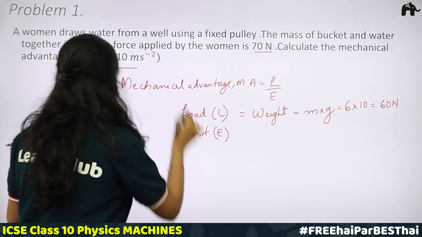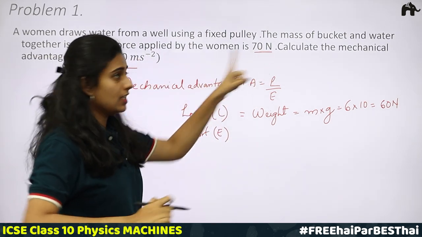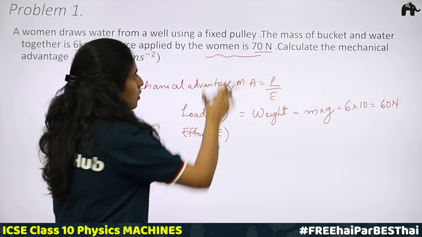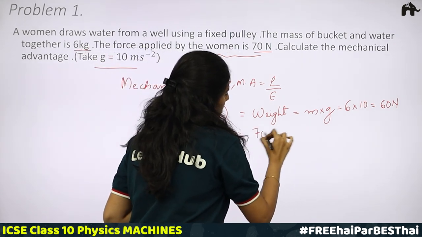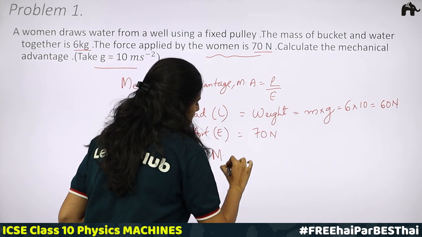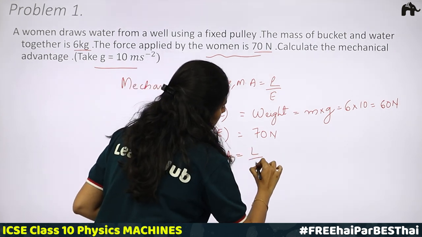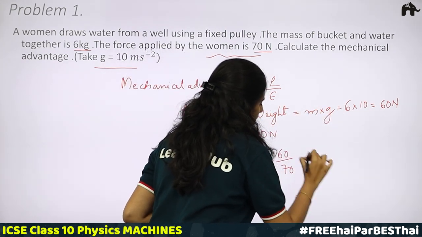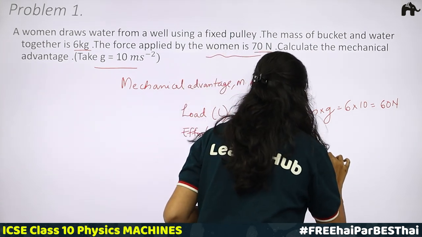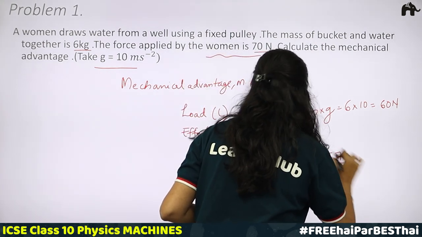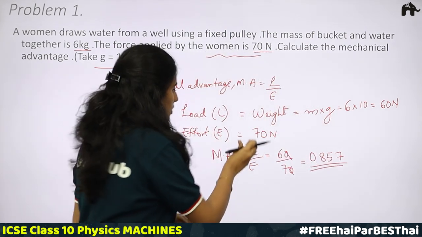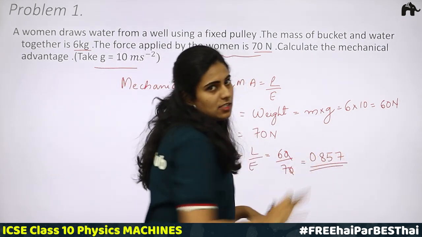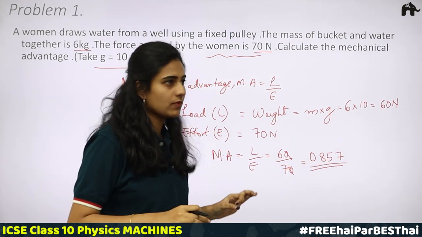Effort E. Here it is given that the force applied by the woman is 70 Newton. This 70 Newton force applied will be the effort. How much force is she applying to pull the rope? That is 70 Newton. Therefore, we can find mechanical advantage. Mechanical advantage is equal to load divided by effort. Here the load is 60 Newton. 60 divided by 70, which is equal to 6 by 7, you will be getting 0.857. Mechanical advantage is the ratio of force, that is load is a force and effort is also a force. Newton units get cancelled. Therefore, mechanical advantage has no units. 0.857 is the value. Clear?